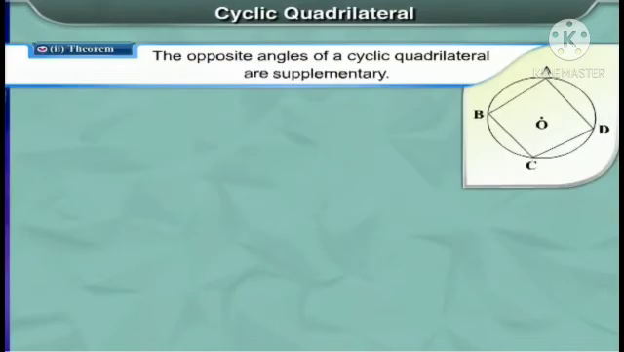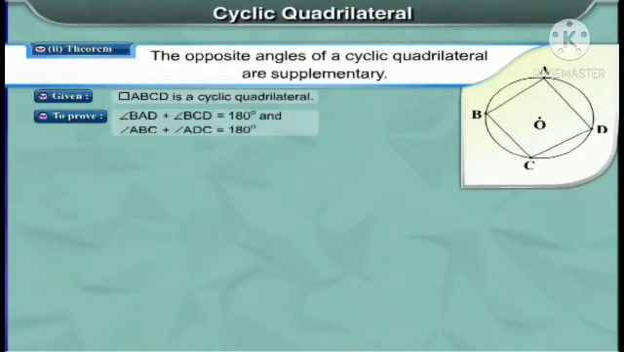Let's see the theorem of cyclic quadrilateral, and the statement says the opposite angles of a cyclic quadrilateral are supplementary. Here given quadrilateral ABCD is a cyclic quadrilateral, we have to prove that angle BAD plus angle BCD is equal to 180 degrees and angle ABC plus angle ADC is equal to 180 degrees.